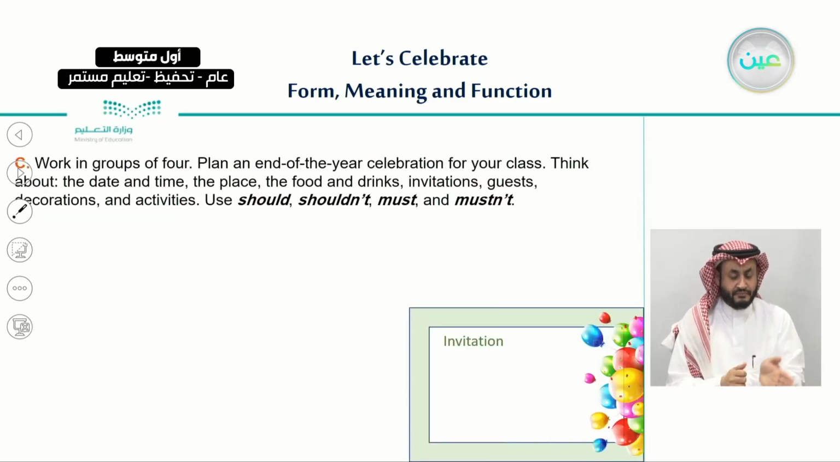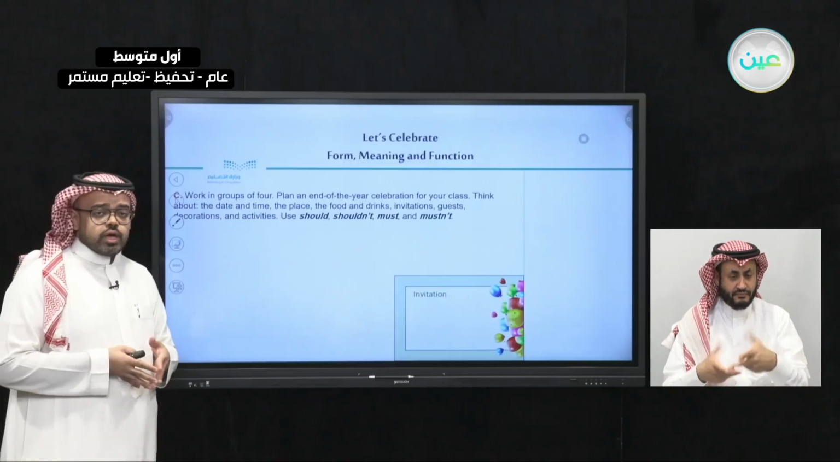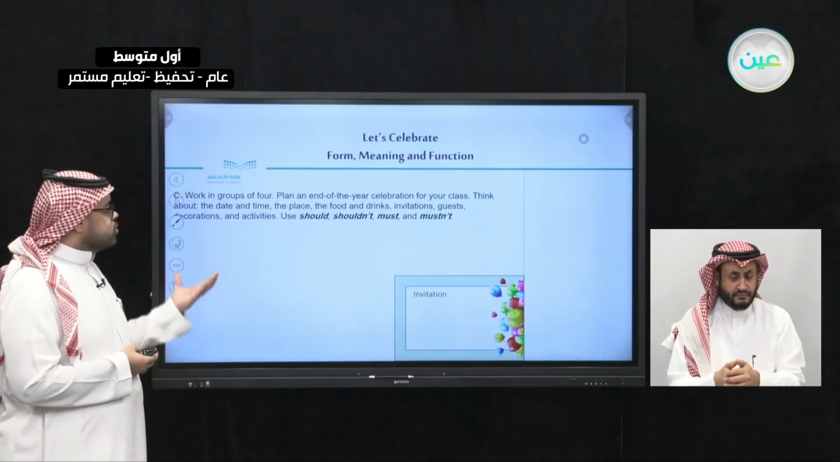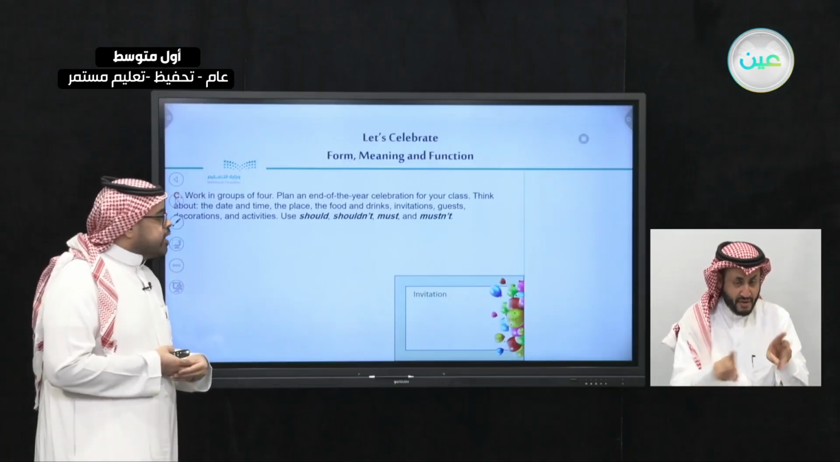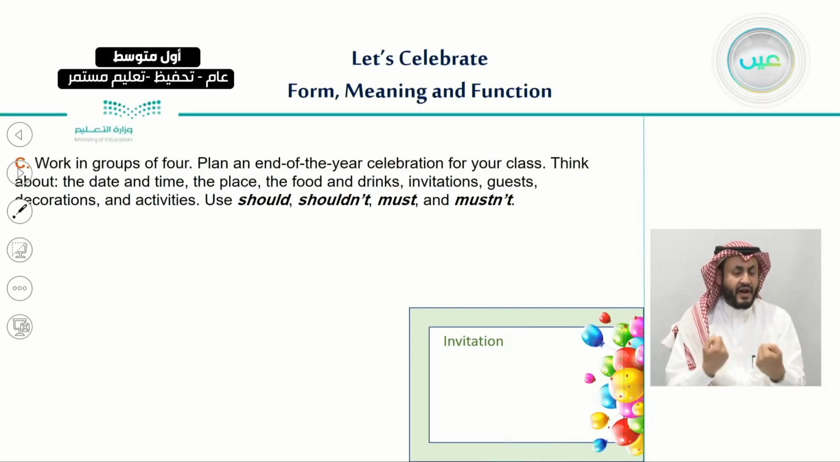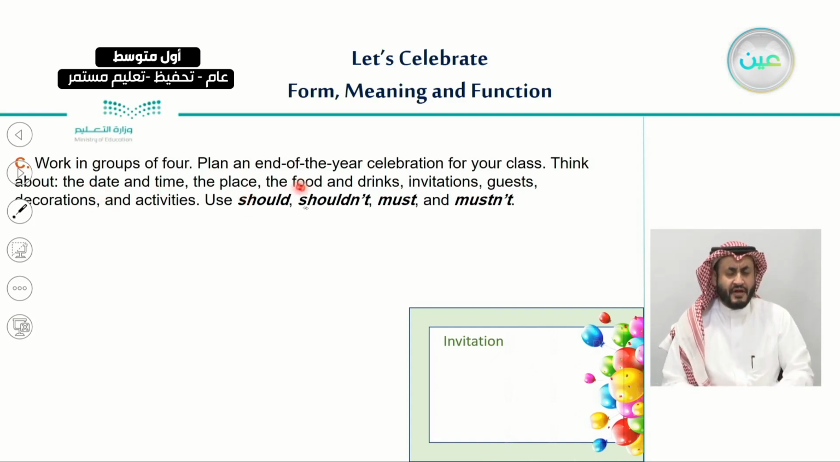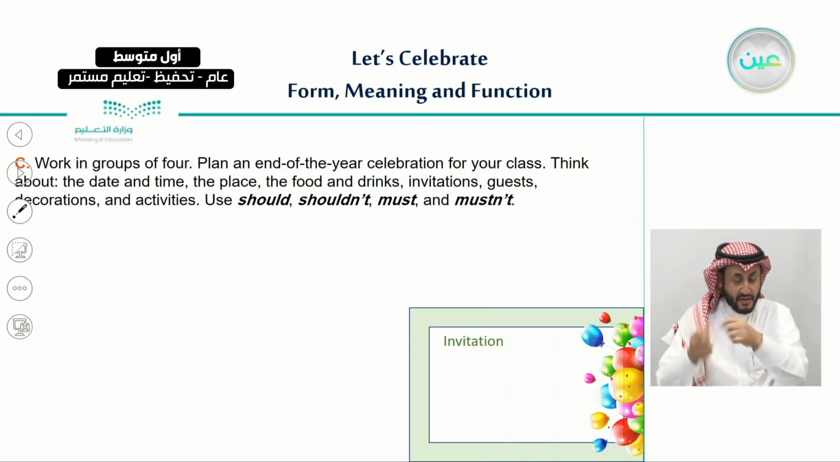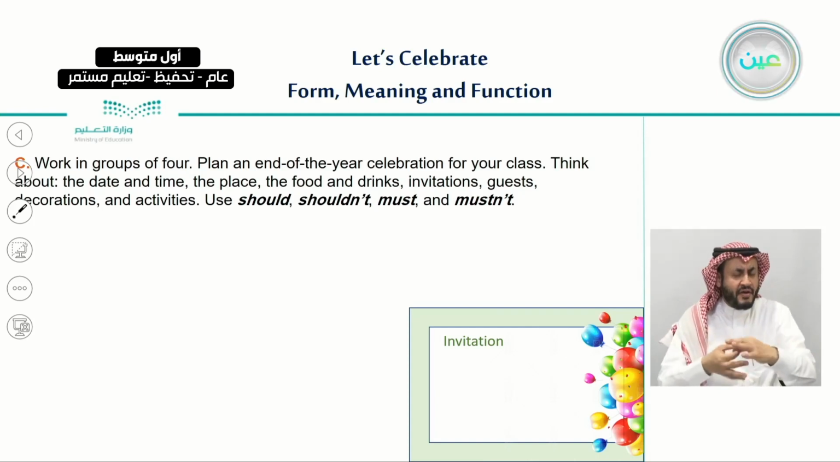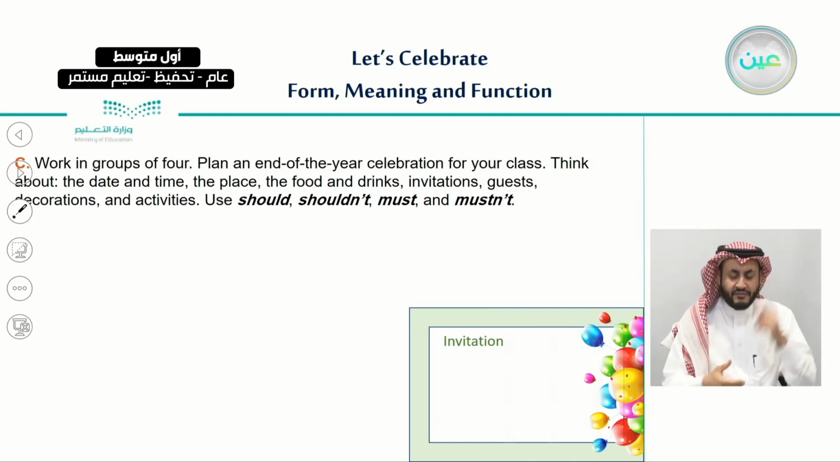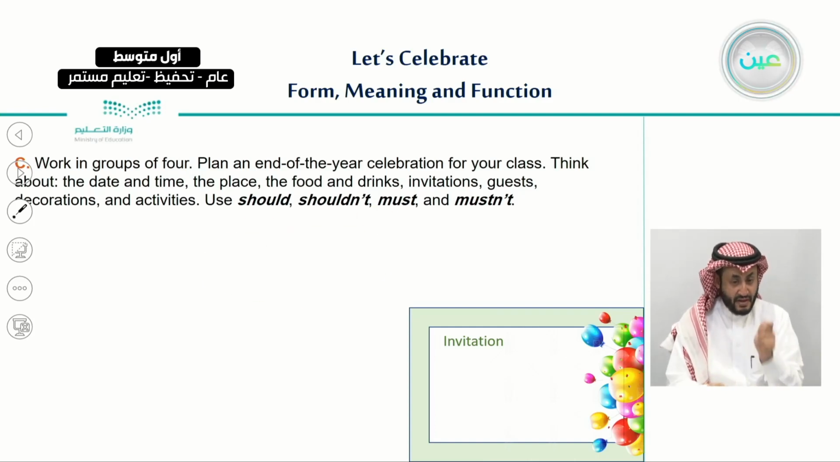And now, the last exercise we have is I would like you to work in groups of 4. Plan an end of the year celebration for your class. Think about the date, the time, the place, and the food and drinks and the invitations and guests and decorations and activities. So everything that relates to a celebration, just think of it. And write simple sentences with should or shouldn't or must or mustn't.